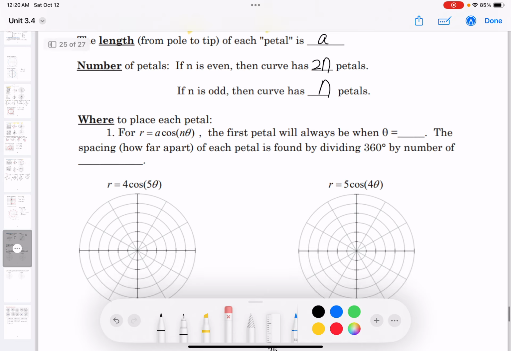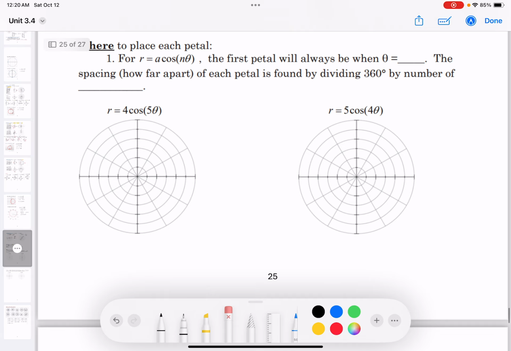Okay, let's see where to place each petal. For r is equal to a times cosine n theta, the first petal will always be when theta is equal to 0 degrees. So if we have cosine n theta, the first petal is starting from 0 degrees. So this is 0 degrees, my first petal is here.